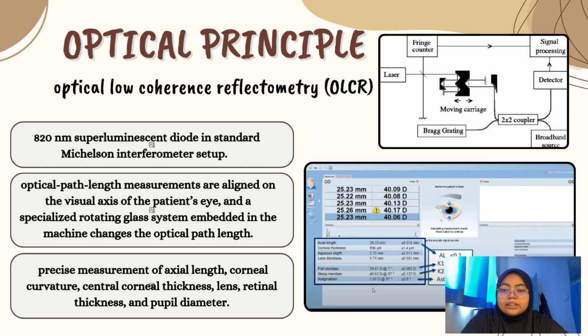In this biometer, the optical path length measurements are aligned on the visual axis of the patient's eye, and a specialized rotating glass system embedded in the machine changes the optical path length. Hence, it can measure not only the axial length and cornea curvature, but also the central cornea thickness, lens thickness, retina thickness, and also the pupil diameter. The diagram below shows the measurements that have been taken by the Lenstar, which are axial length, K1 and K2 values, and the astigmatism.